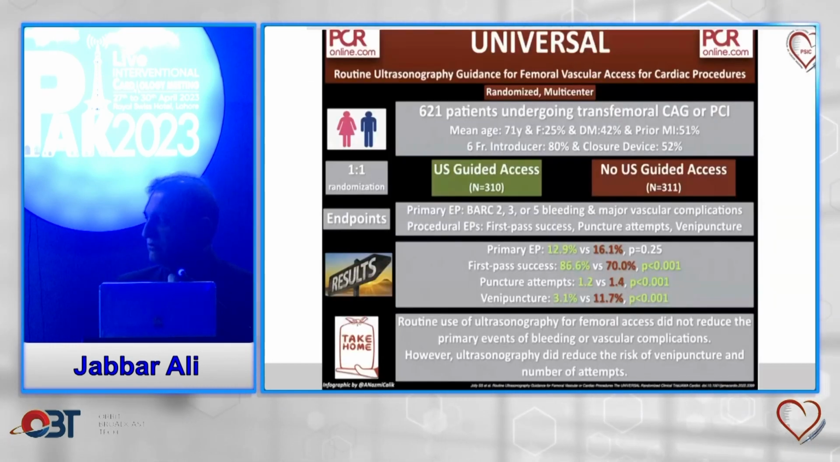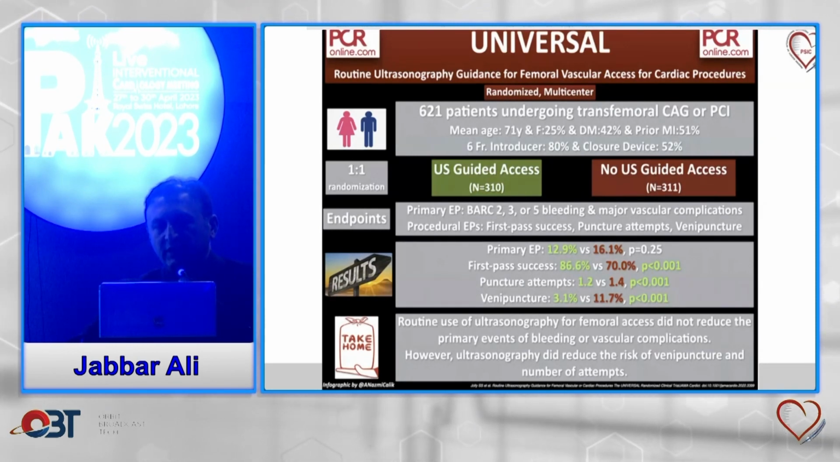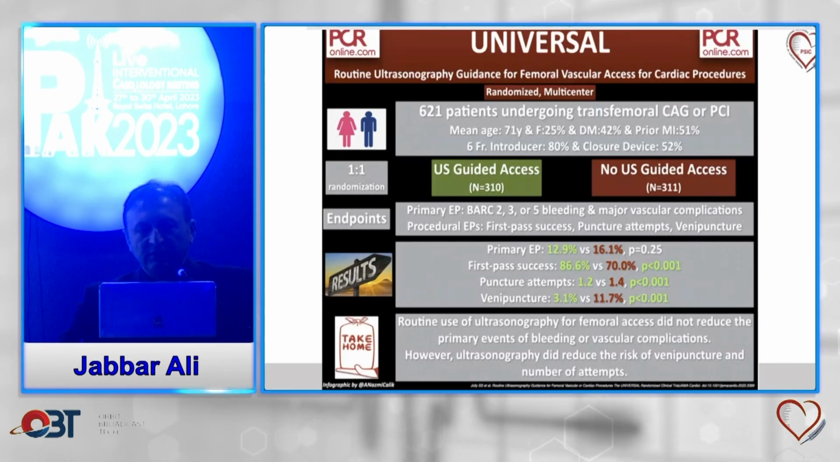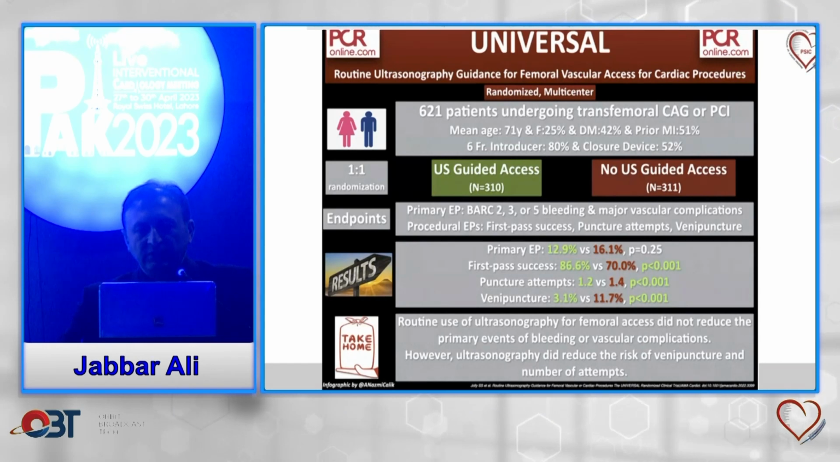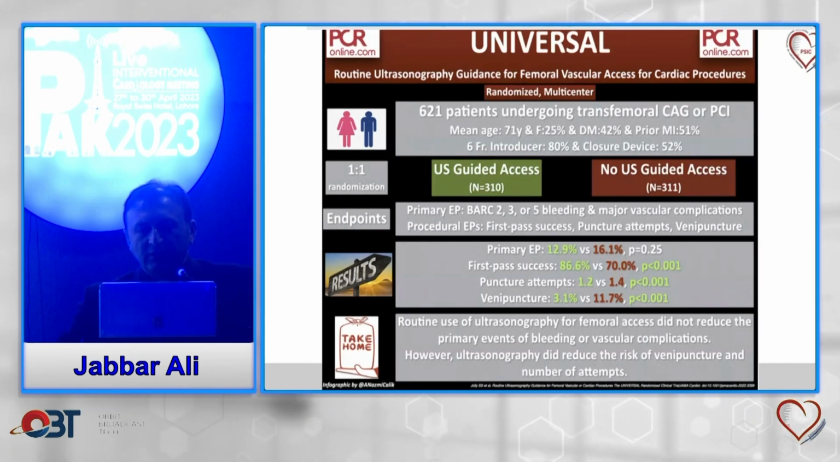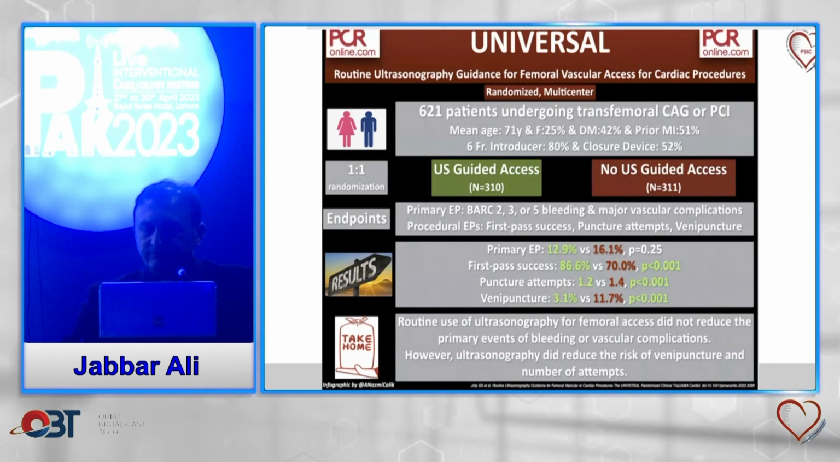This was the trial which was published and presented last year at TCT. Again, it shows that venipunctures and first pass success were more, and routine use of ultrasonography for femoral access did not reduce the primary endpoint of bleeding or vascular complications, but ultrasonography did reduce the risk of venipuncture and the number of attempts.